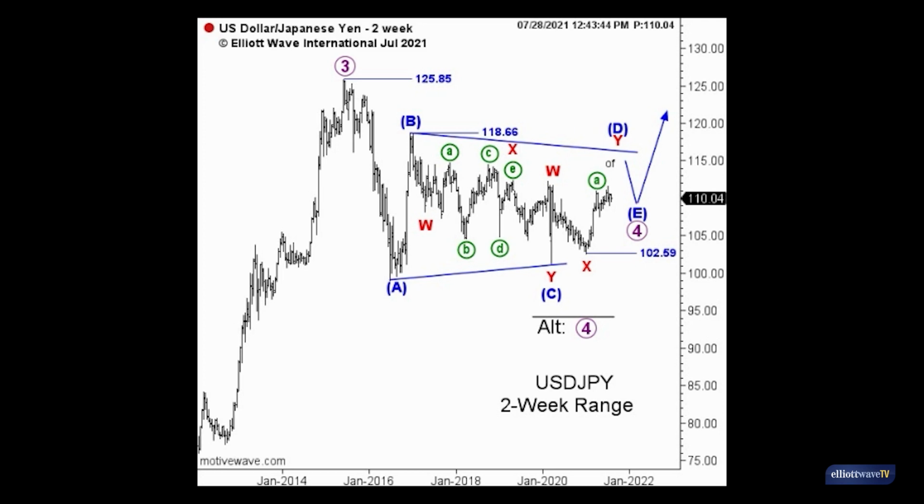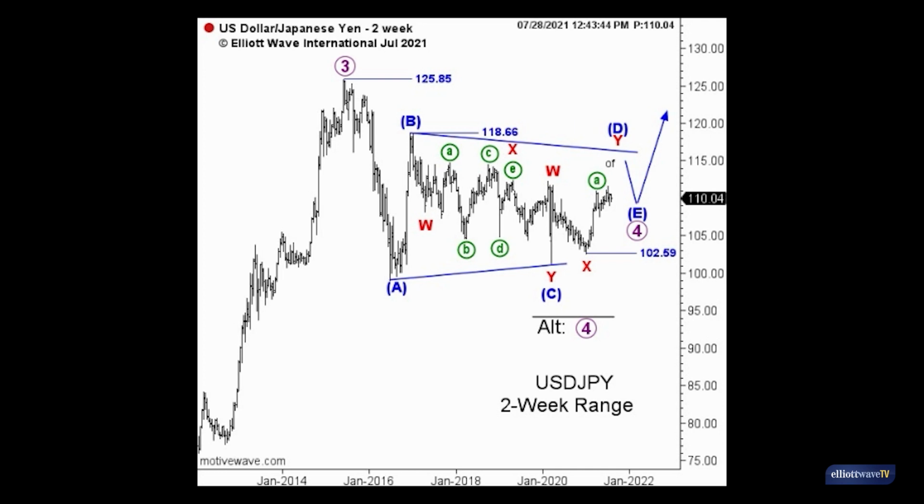And in this case, that's what we're looking at, a larger corrective pattern. Notice that I've gone beyond C. There's a D and projecting an E after that. That means we're looking at a contracting triangle.